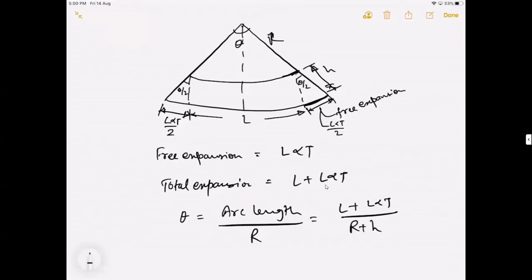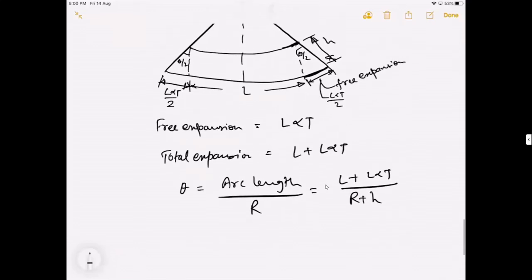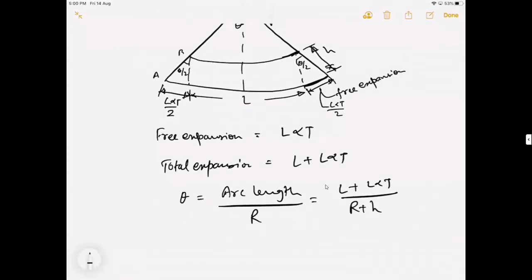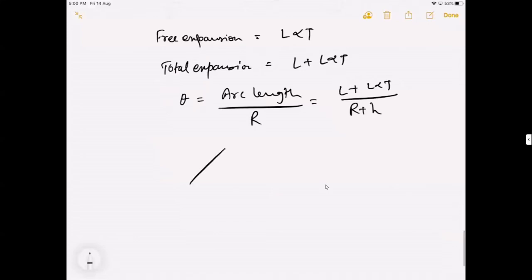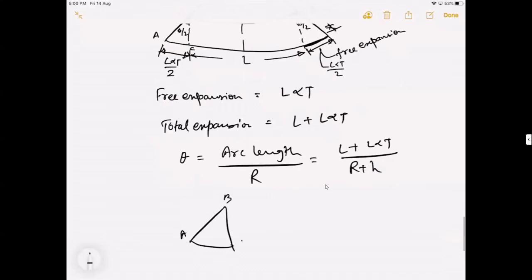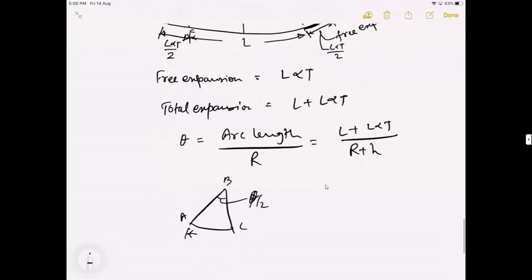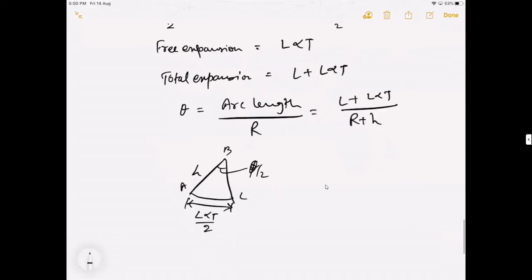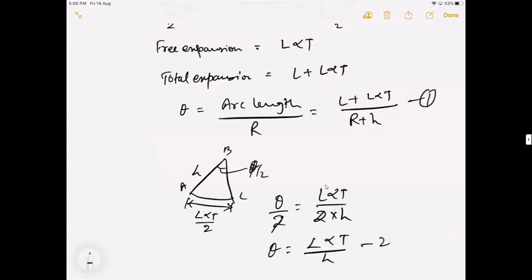One more thing, if you see in this small circle, let's say this is A, this is B, and this is C. In this small circle, A, B, C, this is my angle theta by 2, and this length is L alpha T by 2, and this is H. If I apply the same theta formula here, theta by 2 is equal to L alpha T by 2 into H. 2 cancels, theta is equal to L alpha T by H. This is my equation 1 and this is my equation 2.